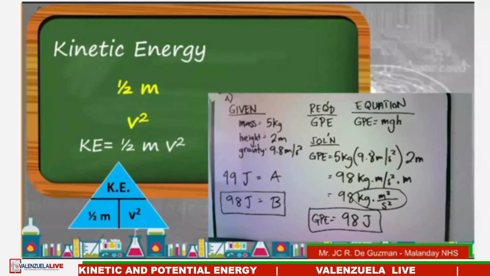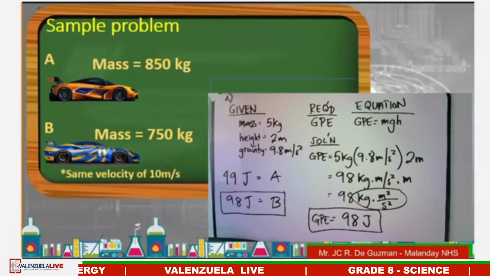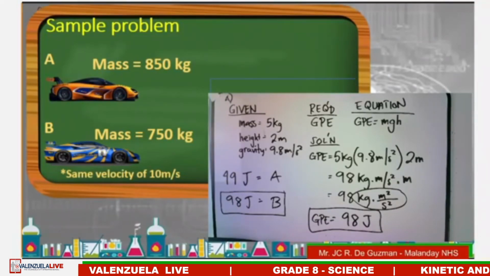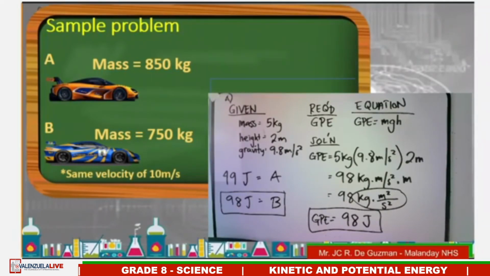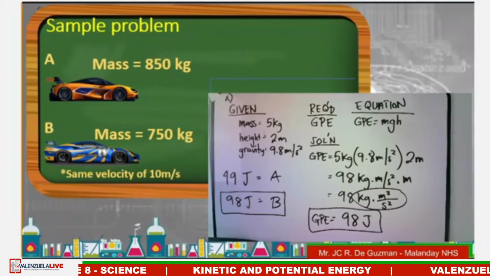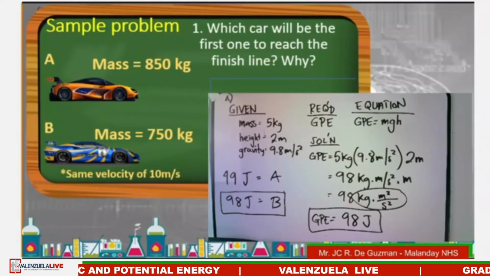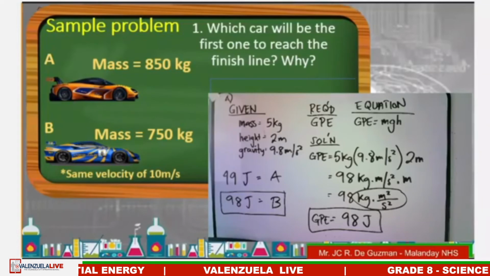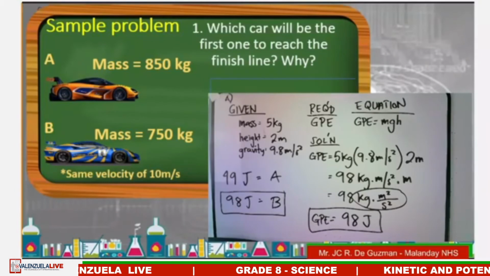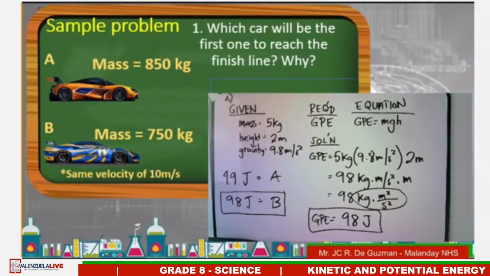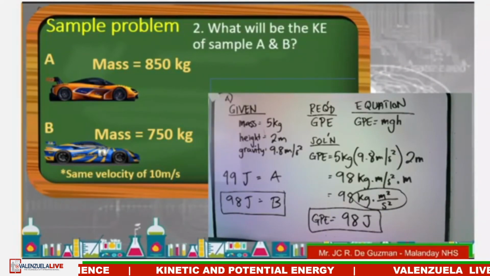Let us now proceed to the sample problem for kinetic energy. For the sample problem, as you've seen, there are two sports cars which have different masses, but they have the same velocity, which is 10 meters per second. So the first question, which car will be the first one to reach the finish line, and why? Is it the first car, which has a mass of 850 kilograms, or the second one, which has a mass of 750 kilograms? For the second question, what will be the kinetic energy of samples A and B?